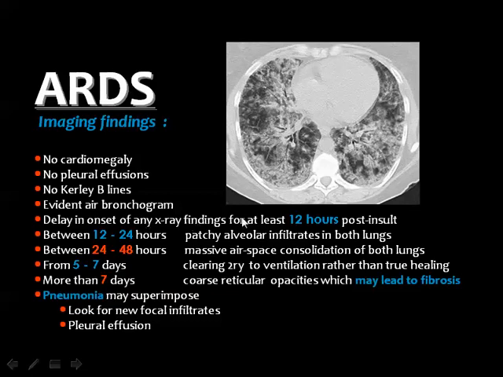The onset of the disease is usually delayed for about 12 hours after the insult, one of the causes previously mentioned. Then between 12 and 24 hours, you get patchy alveolar opacities. Up to 48 hours, you get massive pulmonary consolidation. Within 5 to 7 days, the opacities start to clear, and this is because of ventilation rather than actual healing of the disease.